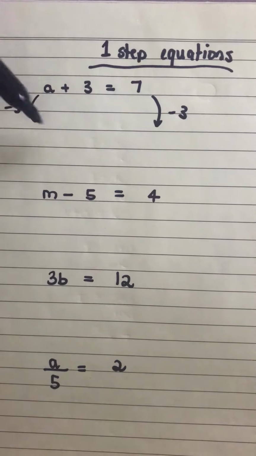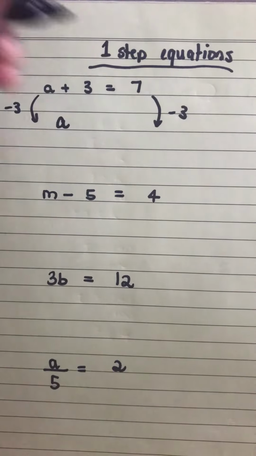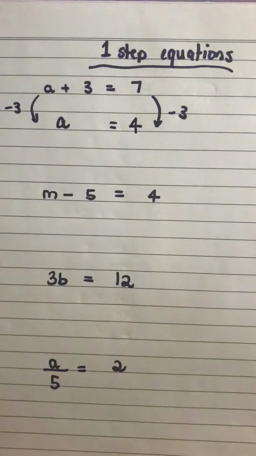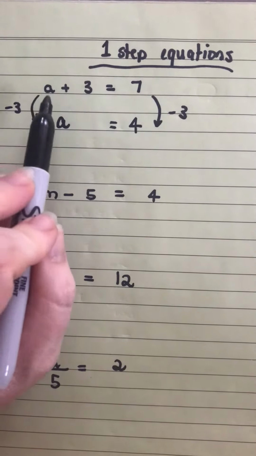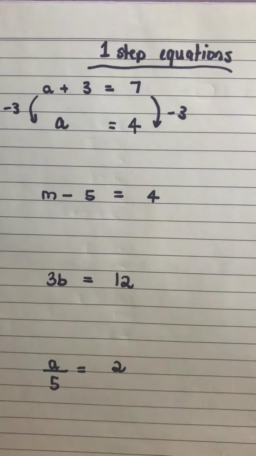If we take away the 3 here, we've got a plus 3 and we take away 3, that's leaving us with a. Over here, we've got 7 take away 3, and that gives us 4. That's our answer. And we might have been able to see that right from the start, thinking, well, we know that 4 plus 3 will give us 7, but we're showing that process of what we've gone through.